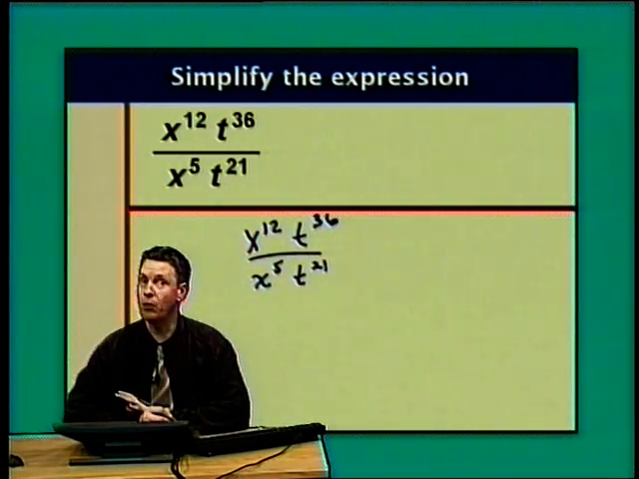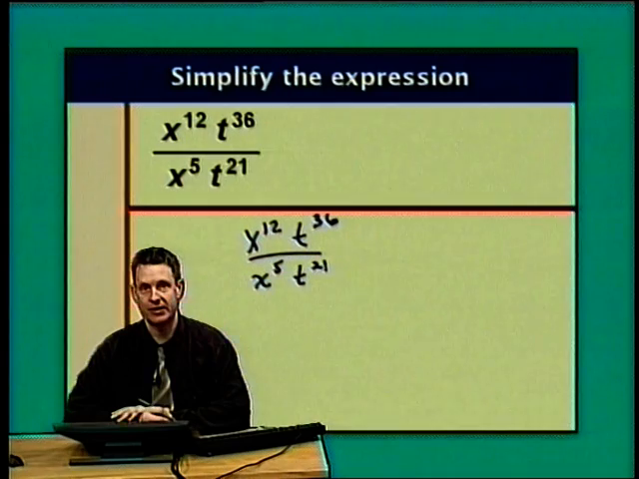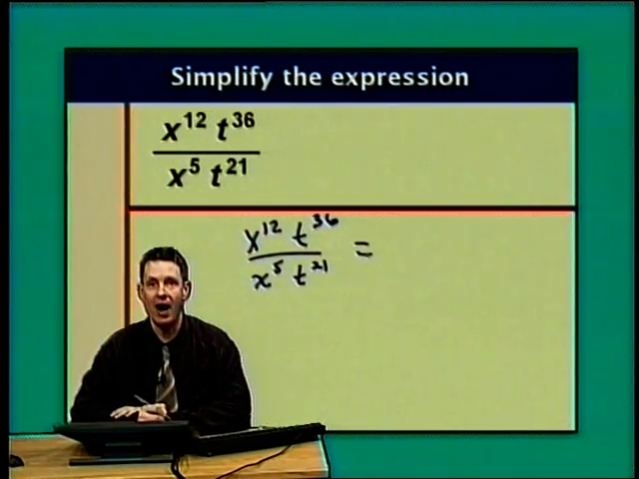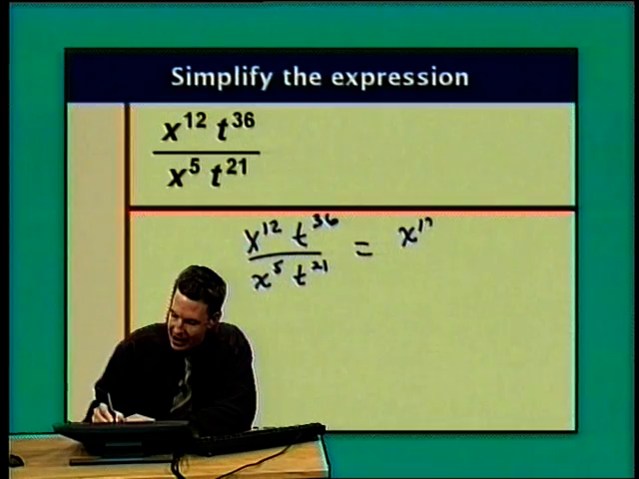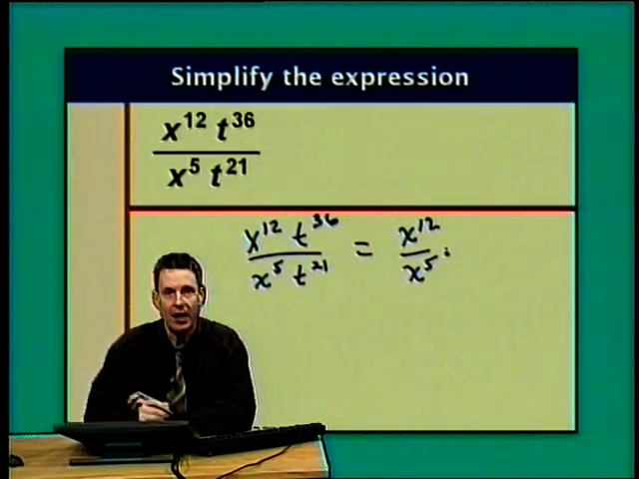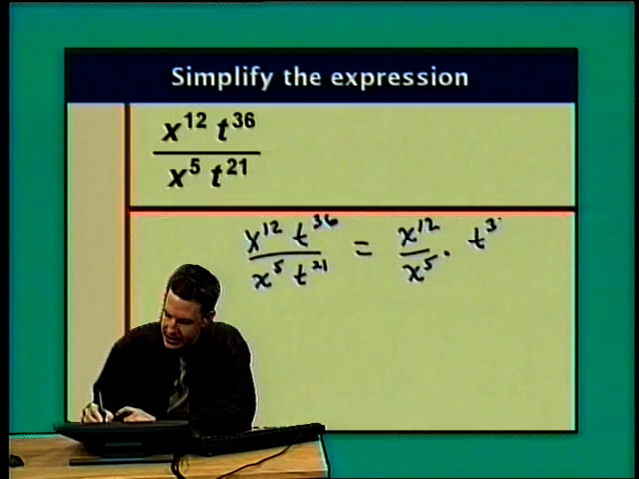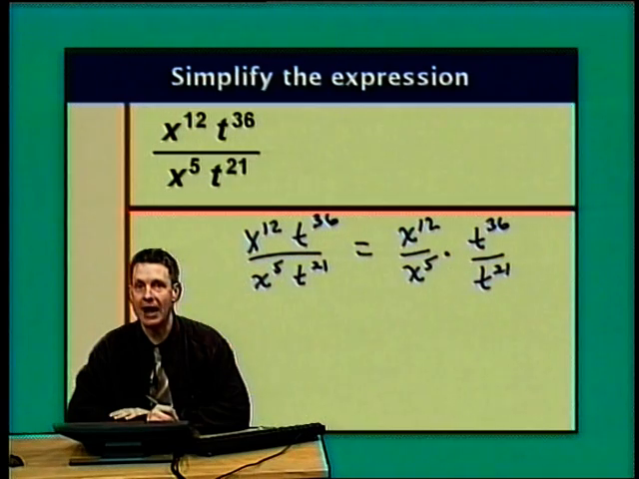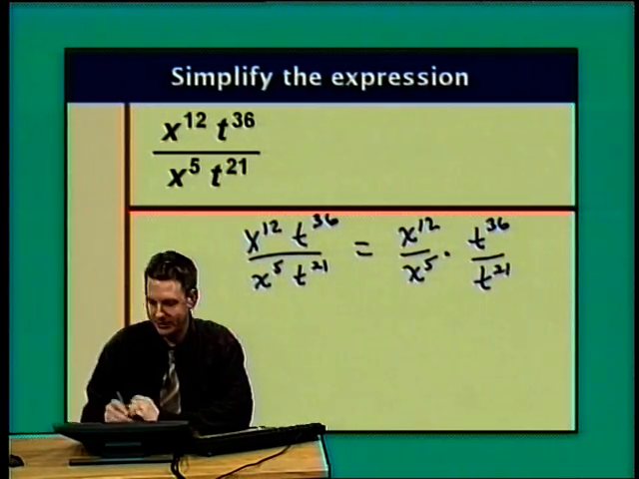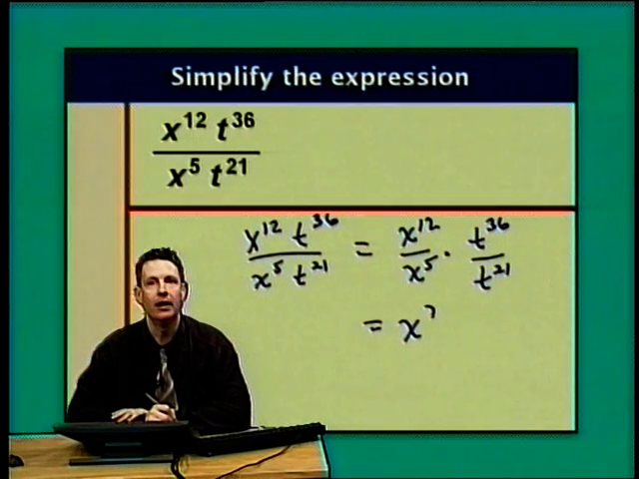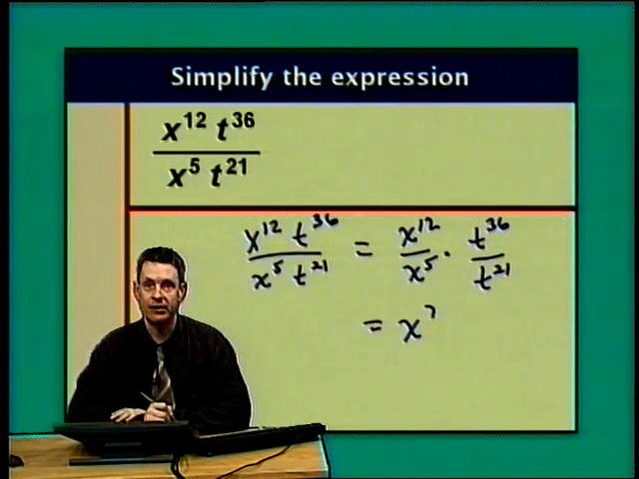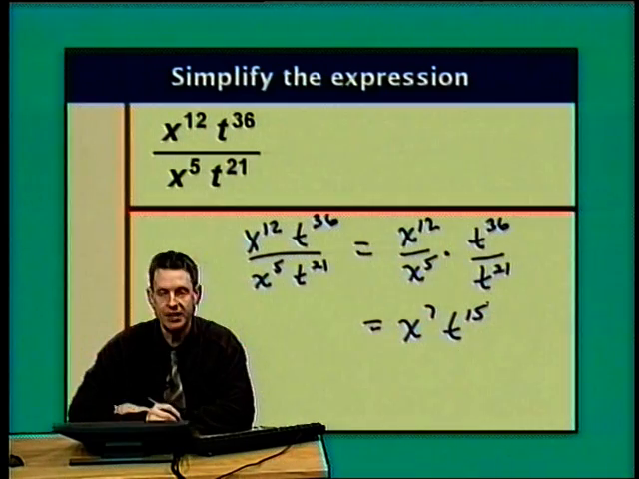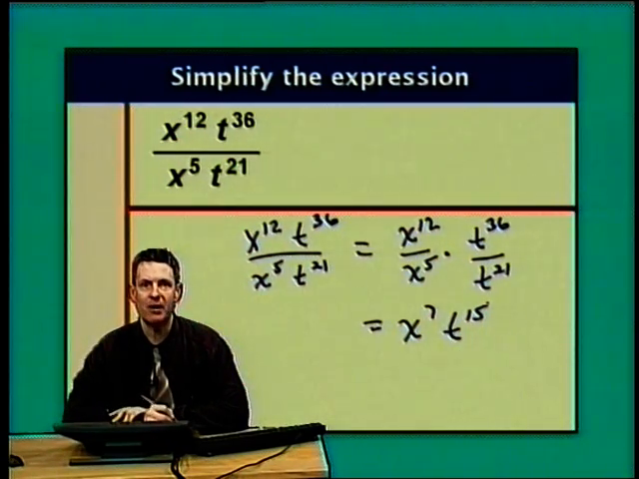factors. And since the way we multiply fractions is by multiplying the numerators together and the denominators together, when I split this up into two fractions, my x fraction is going to be x to the 12th over x to the 5th, and my t fraction is going to be t to the 36 over t to the 21st. Now we just saw on the last screen that x to the 12th divided by x to the 5th is x to the 7th, and t to the 36th divided by t to the 21st is t to the 15th. So our original expression simplifies to x to the 7th times t to the 15th.